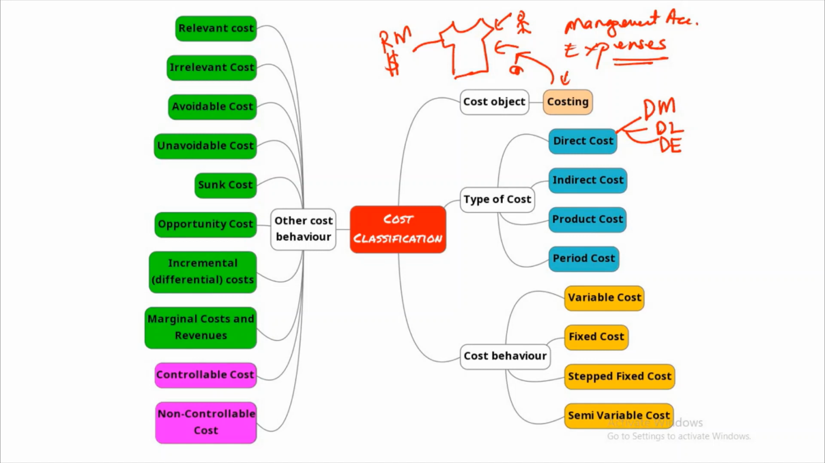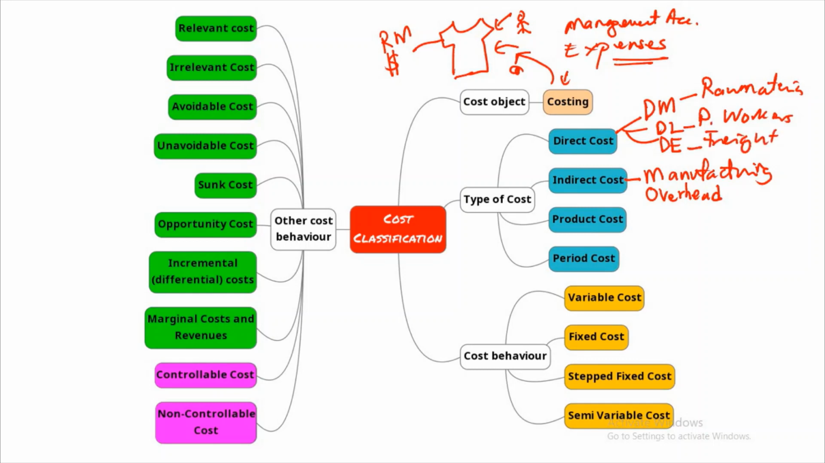As for indirect cost, it will be any cost that cannot be traced directly. For example, we have manufacturing overhead. Examples of manufacturing overhead will be the cost of electricity and the rental of the factory. For direct material, the example will be raw material. For direct labor, it would be the employees or workers involved in the production, so production workers. Any direct expenses would be, for example, the expenses of transportation. These are the examples of direct costs.